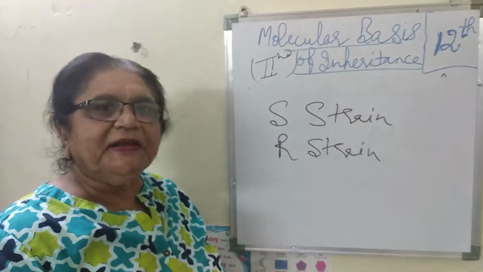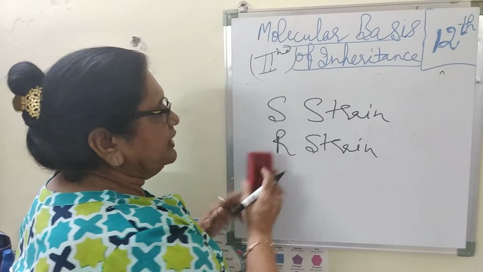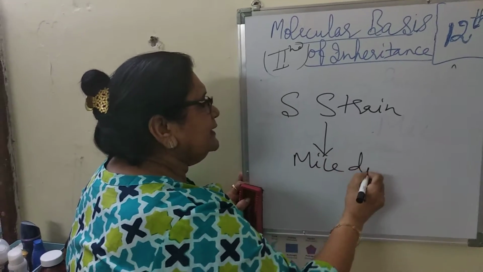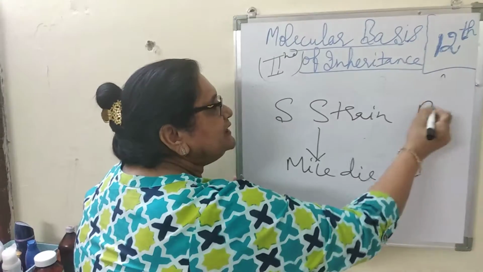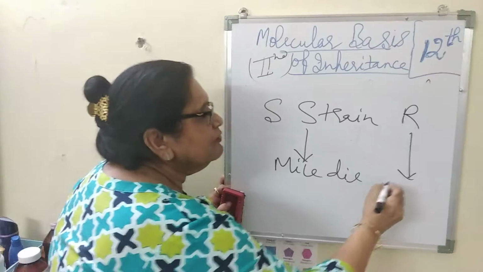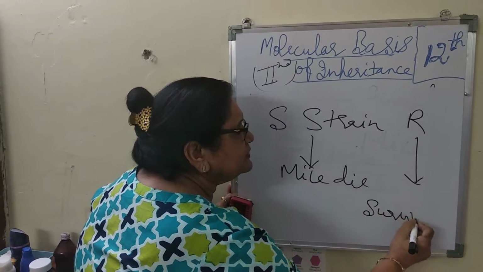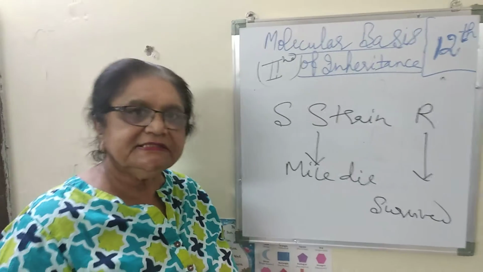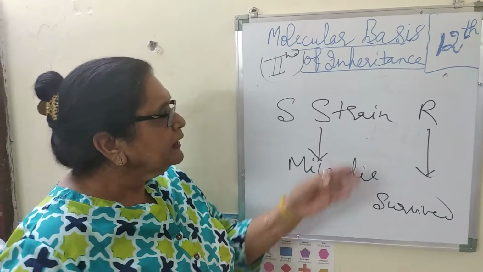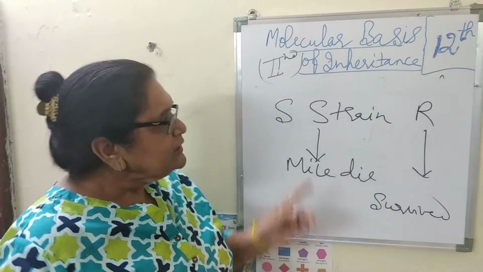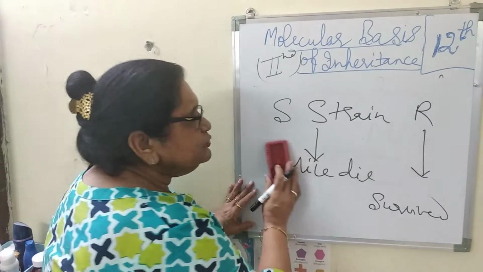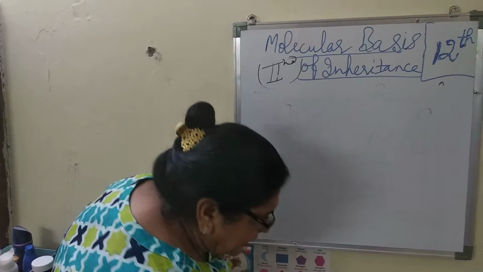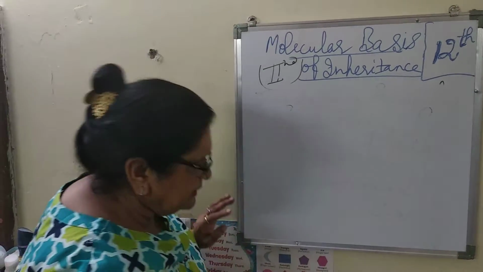So what did Griffith do? He injected the S strain and found the mice die. Second, he injected the R strain, and the mice survived. So S acts as virulent. Virulent means it causes disease, here pneumonia. R is called non-virulent. So S virulent and R non-virulent are two strains of the bacteria culture. S: mice die, R: mice survived.